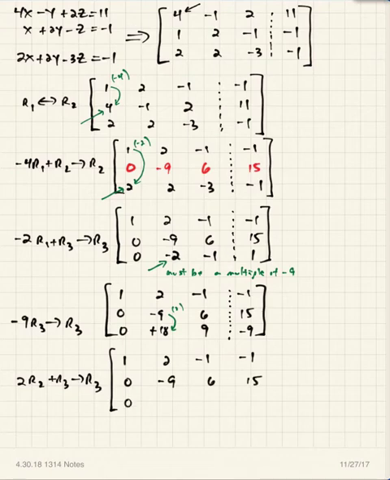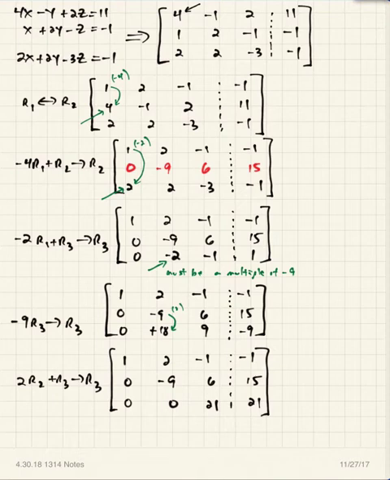I get a 0. 2 times negative 9 is negative 18. I add it to 18 and I get 0. 2 times 6 is 12. I add it to 9 and I get 21. And 2 times 15 is 30. I add it to negative 9 and I get 21. That matrix is in triangular form.